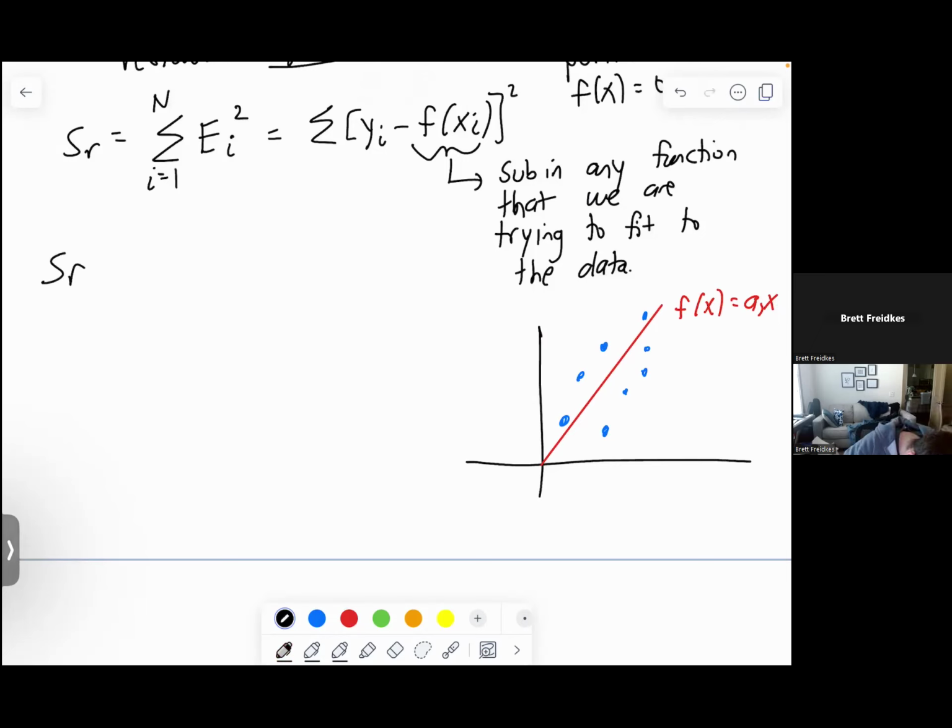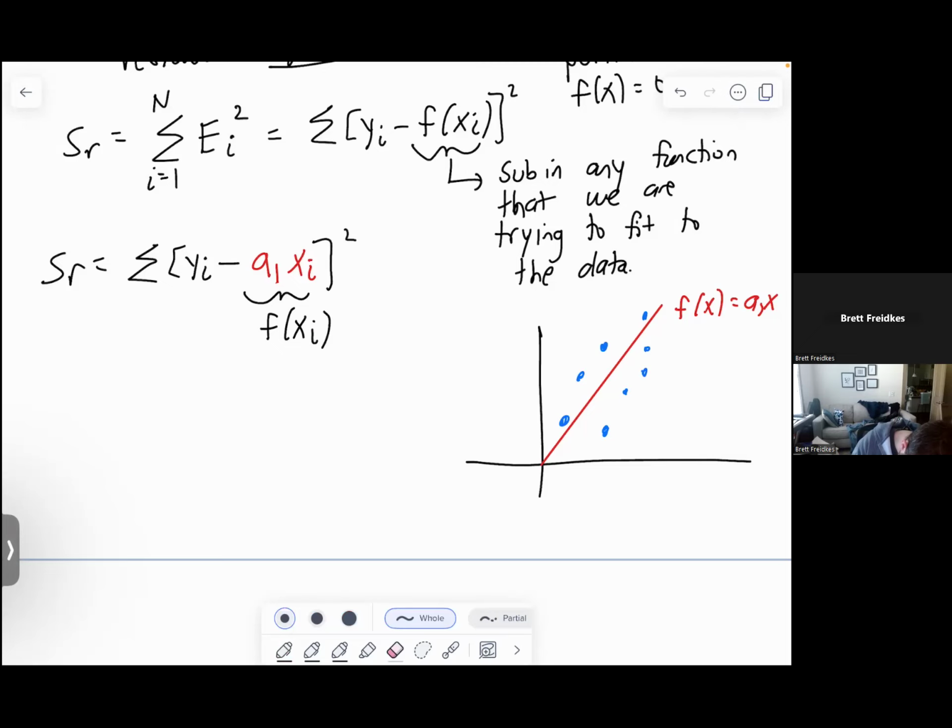So what that means is we're going to say that our sum of our residuals squared is a summation of y sub i minus our function, which is a1 times x sub i, squared. This is the function at x sub i. Our general function is just a1 times x, but specifically at some coordinate x sub i, which could be x1, x2, x3, whatever. We're comparing that to y1, y2, y3, ultimately. We're finding the function value at that location, which is what f of x sub i is.